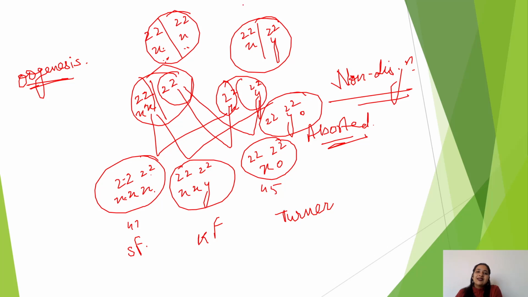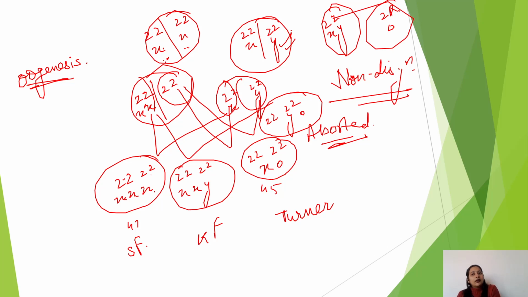This is oogenesis. Similarly, in spermatogenesis, this XY will not separate. That means it will happen this way: 22XY will be one gamete and 22-0 will be another gamete. Clear to you? So I hope this unit, unit 9.4, is very clear to you, except the fourth unit, genetic imprints or the structural aberrations. Rest everything is clear to you.